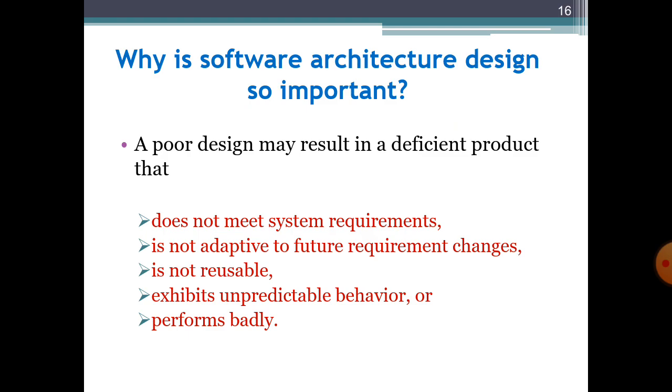On my behalf, I will say that there are several reasons in my point of view why software architectural design is so important. A poor design may result in a deficient product: it does not meet system requirements, it is not adapted to future requirement changes, it is not reusable, it exhibits unpredictable behavior, or it performs badly. Without proper planning in the architectural design stage, software production may be very inefficient in terms of time and cost. So these are the reasons in my point of view for a poor design.